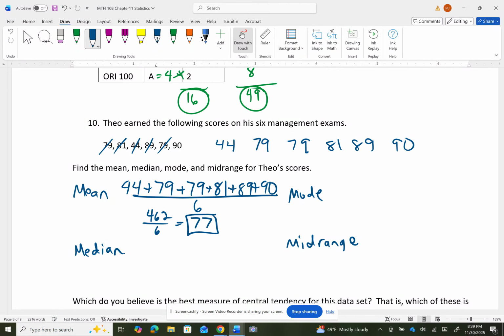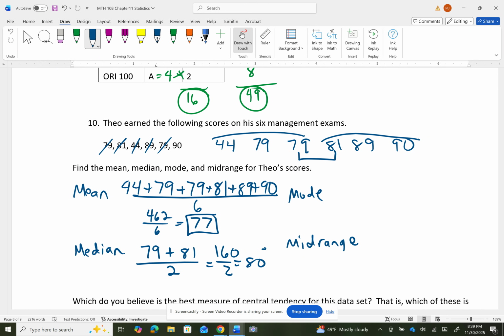Okay? Right, for the median, now that they're in order, and there's 6 of them, there's 3 low ones and 3 high ones. So the middle of those 2 is what I need. So I'm going to add up the 79 and the 81 and divide by 2. And that would be 160 divided by 2, or 80. And you can kind of tell 80 would have been the middle number. So it'd be okay just to say 80 there.